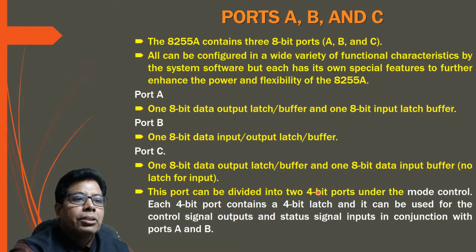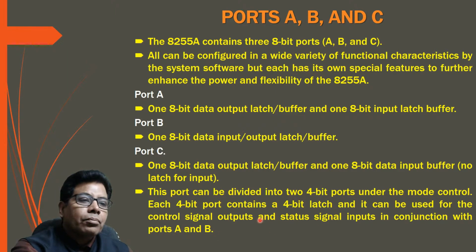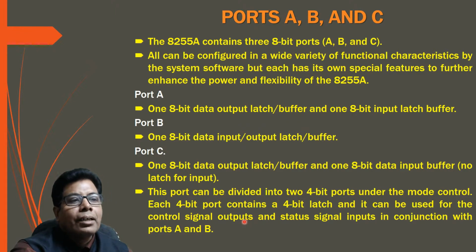This port can be divided into two 4-bit ports under the mode control. Each 4-bit port contains a 4-bit latch and it can be used for the control signal outputs and status signal inputs in conjunction with port A and B. So this we have discussed. In mode 1 and 2, the port C is used for handshaking and other signals.